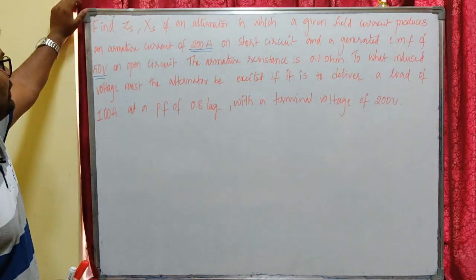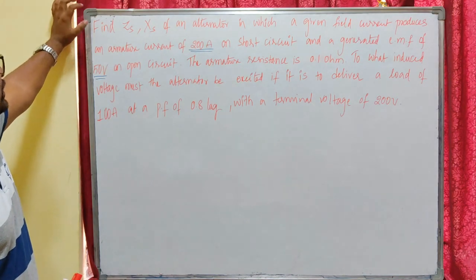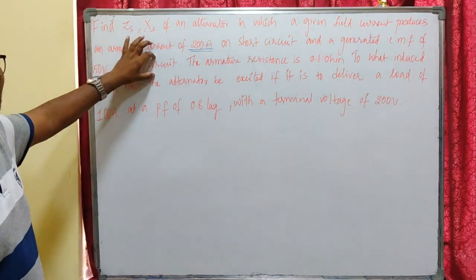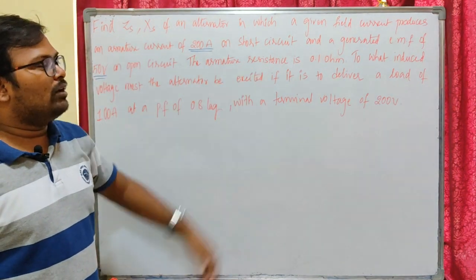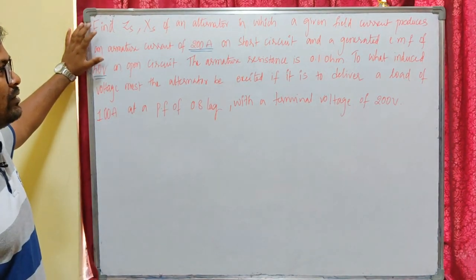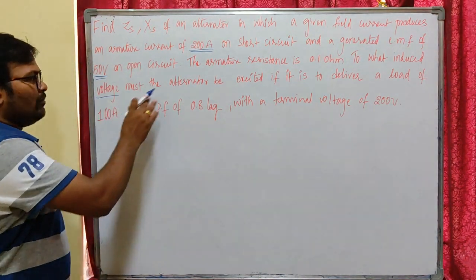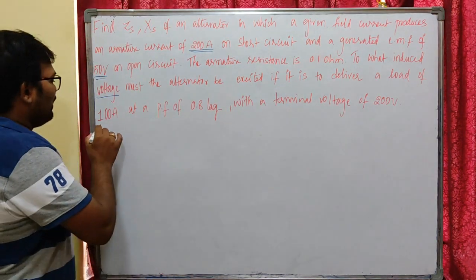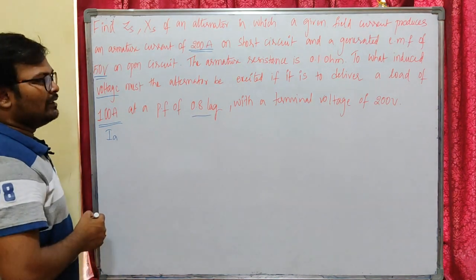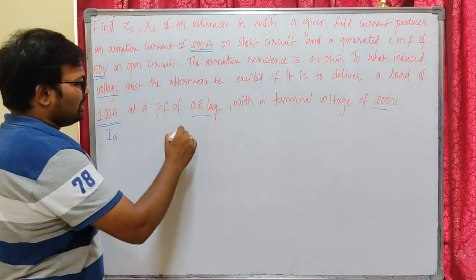Let's have a problem. Here we have to find the synchronous impedance and synchronous reactance of an alternator, in which a given field current produces an armature current of 200 amps on short circuit and a generated EMF of 50 volts under open circuit. The armature resistance is 0.1 ohm. Here they didn't mention ohm per phase, that means this is for a single phase alternator. We have to find what induced EMF the alternator must be excited to if it is to deliver a load of 100 amperes, this is the armature current, at a power factor of 0.8 lagging with a terminal voltage Vt of 200 volts. So we have to find the induced voltage in our generator, that is E0.